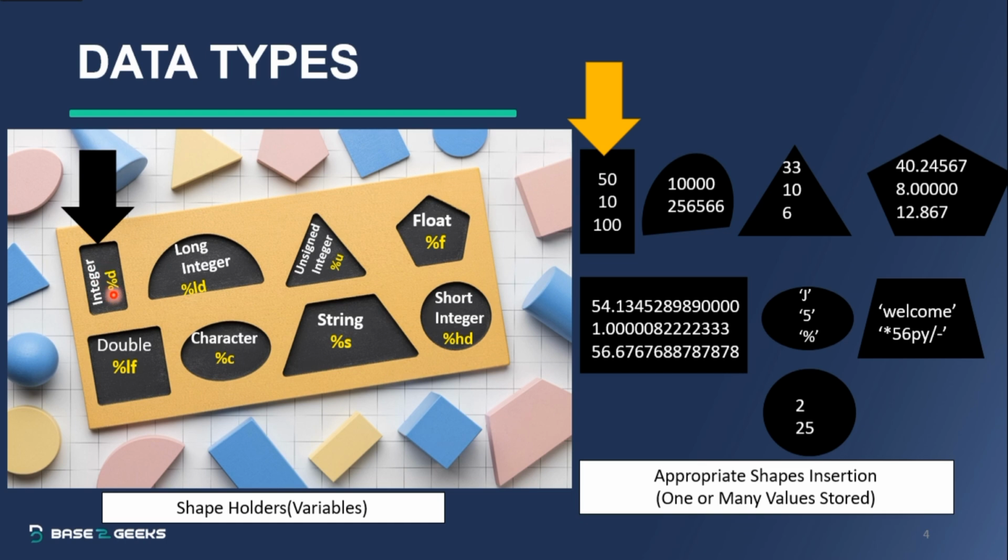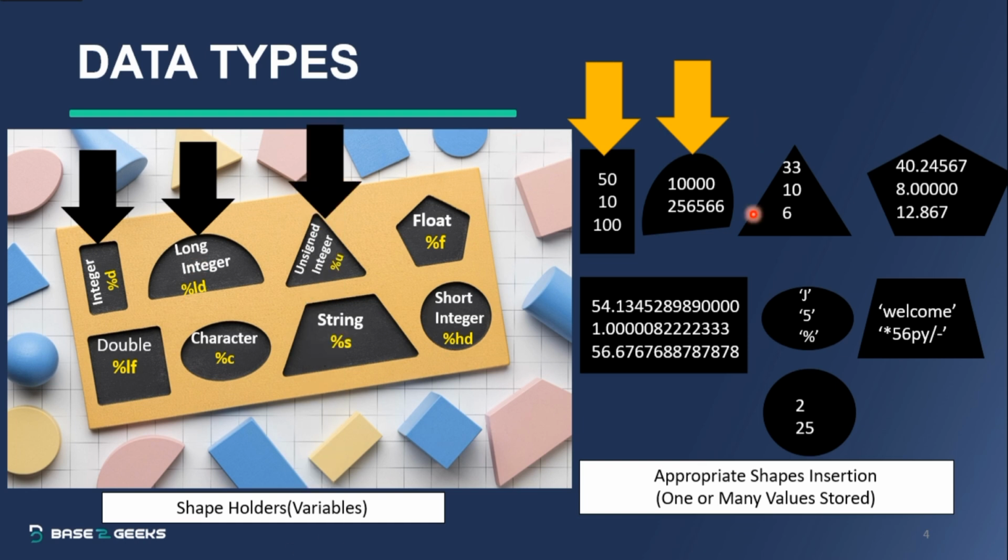For this integer data type, I have stored some set of values. So they are 50, 10 and 100. So these all belong to the integer value, right? Next we will see long integer. The examples are like this. You see the number of digits is increasing when compared to that of this integer, right?